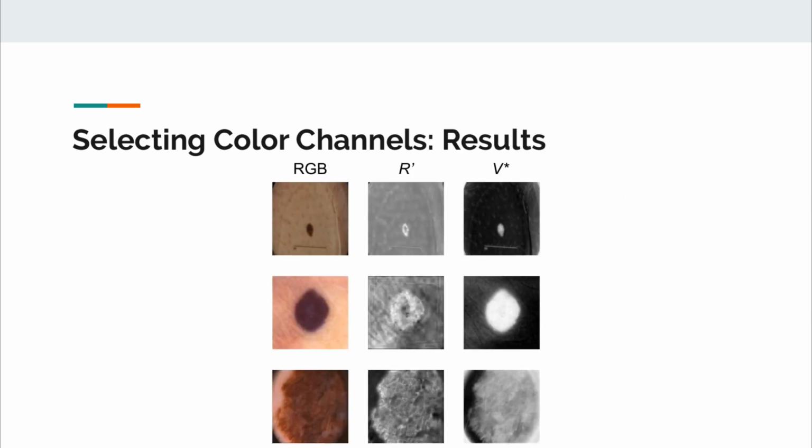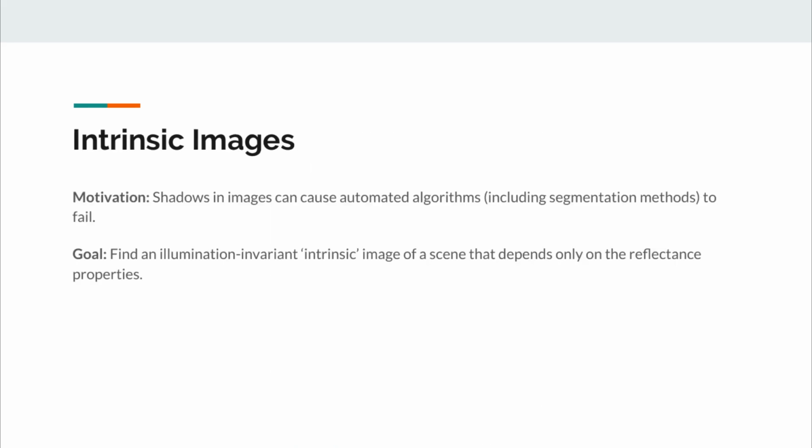Here are 3 skin lesions along with their original RGB images and the corresponding R' and V* channels. The presence of shadows in skin lesion images can degrade the performance of segmentation algorithms, so our next step is to estimate an illumination invariant, also known as an intrinsic image of the skin lesion. Such an image depends only on the reflectance properties of the skin.